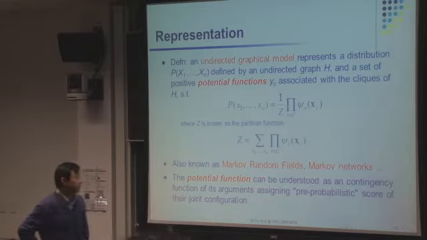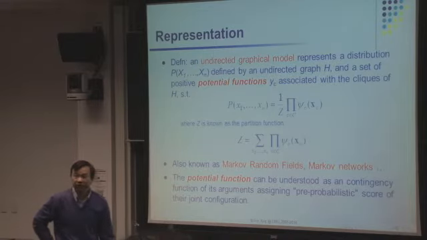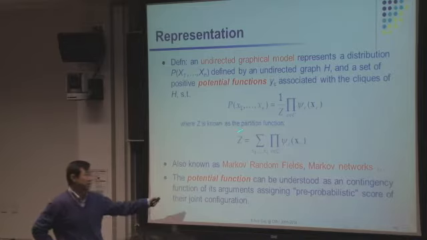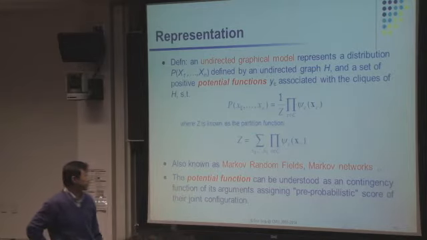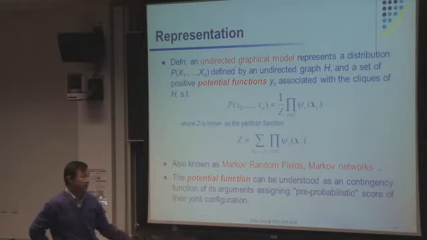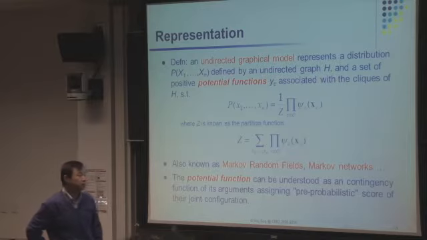Okay, so this is a very simple definition. Of course, the very existence of the Z function is going to give you a lot of trouble, as we'll study later. But now let's just assume that it is somehow given, and then you have a properly defined distribution. This distribution is known as a Markov random field. Sometimes it is also called a Markov network.